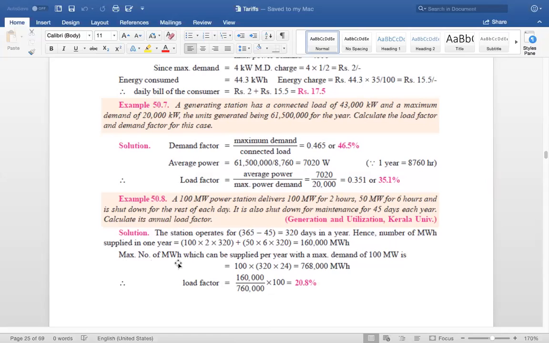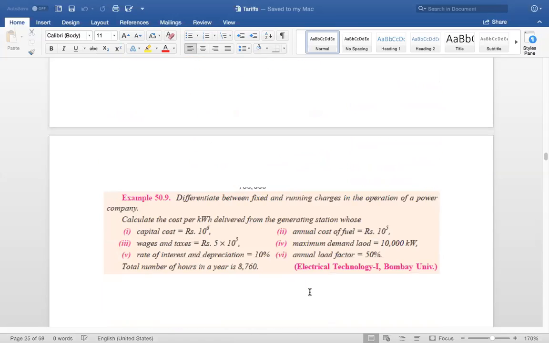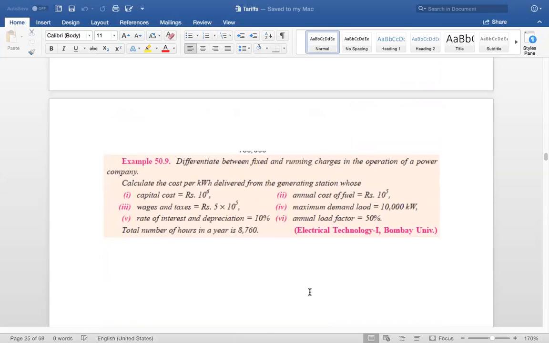So the maximum amount of megawatt hours which can be supplied per year with a maximum demand of 100 megawatt is 100 times 320 times 24. That gives us 768,000 megawatt hours. So the load factor is the kilowatt hours divided by the maximum demand. So what's 160 divided by 768, which is 20.8%. Right, all right, forget about that.